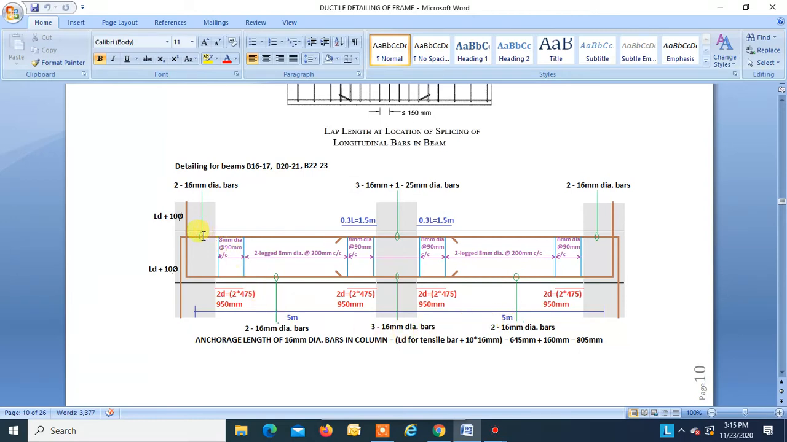A very important point, that is anchorage length, right? The anchorage length to be provided is Ld plus 10 times the diameter of the bar. So this is a 16 mm dia bar. This is also a 16 mm dia bar. So Ld is the development length of a bar in tension. Okay. So anchorage length of a 16 mm dia bar is Ld for a tensile bar plus 10 times the dia of the bar, which is equal to 805 mm. So this length to be provided is at least 805 mm. Okay. So this is very important.